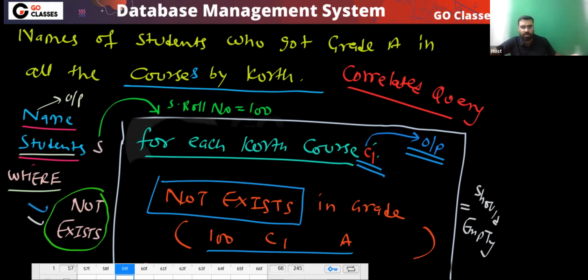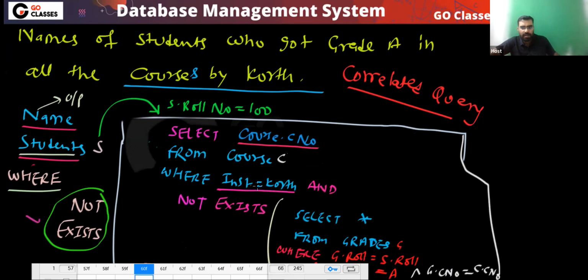So the same thing we are doing: course number where the instructor is course, and you can notice not exist where he got grade A. This entry does not exist. So tell me, did you get it? Let me know. Is this clear?